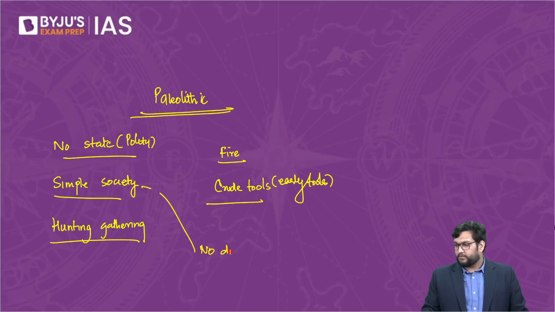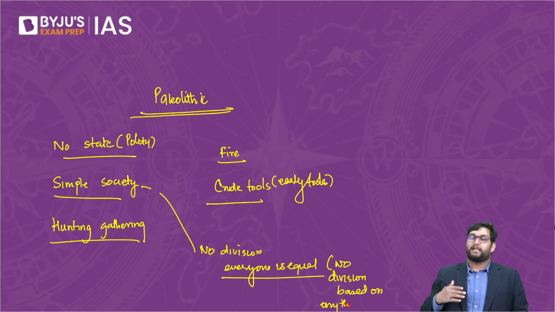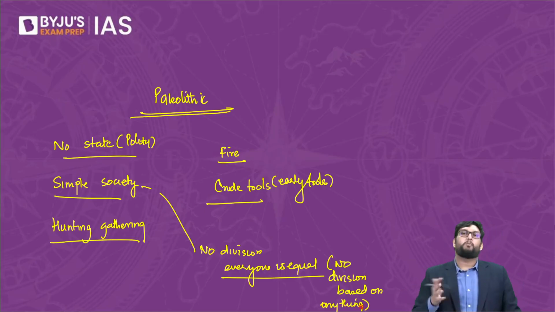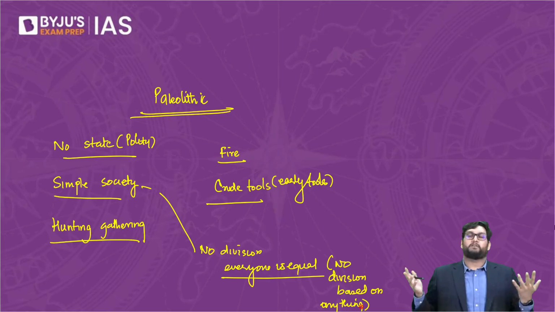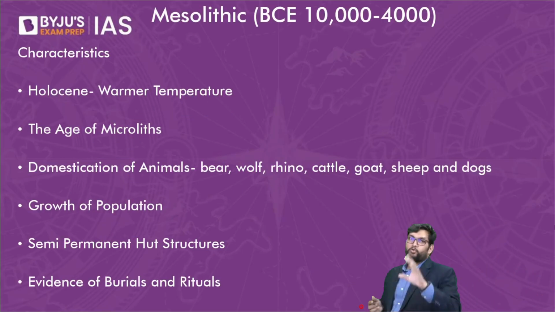Simple society means no division. Everyone is equal. No division based on anything. So we are divided according to caste, varna, this, that. No state means no political structure. Today we have the government of India, no political structure like that. Now, Mesolithic. Now you see the logic of it. It's not difficult, it's not factual, it's logical.